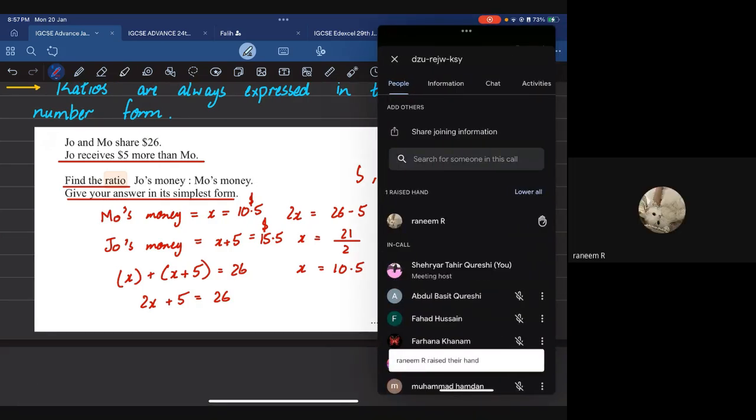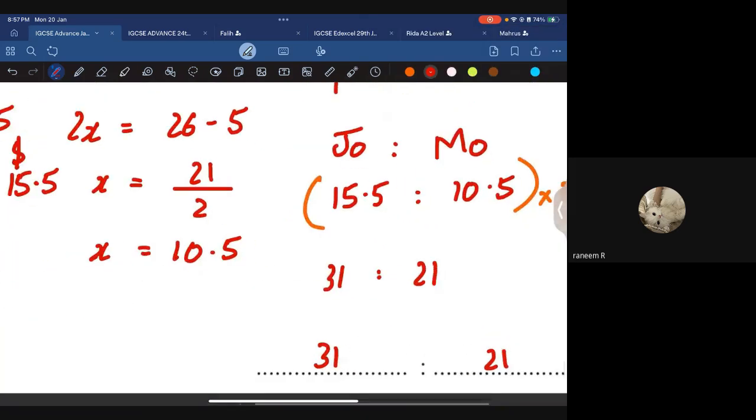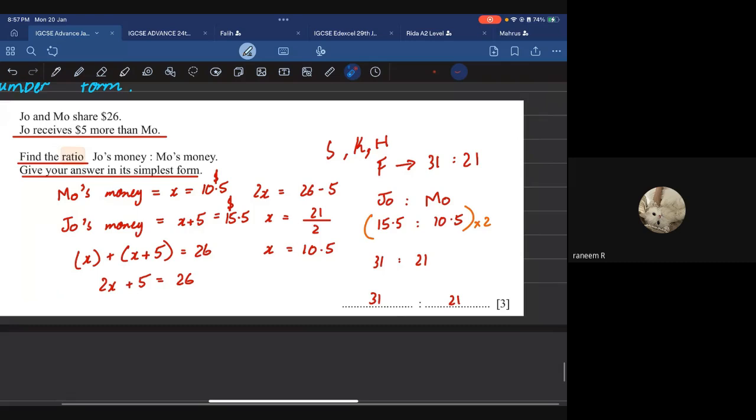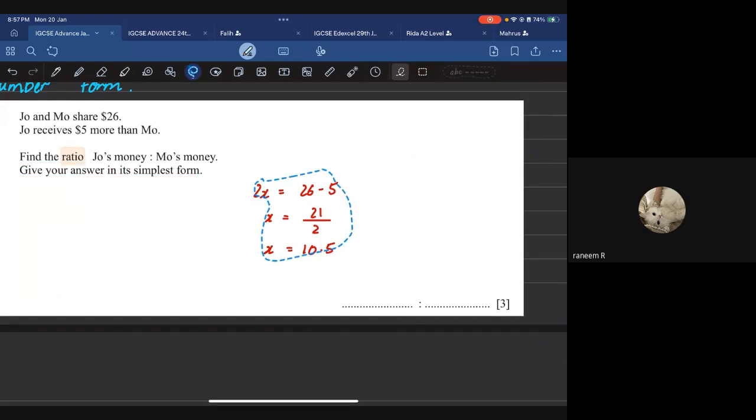Yes, Rani. Sir, why are we multiplying it by 2? Rani, how will I remove the decimal? I need to remove the decimal, Rani. You can multiply it with 10. It will give you 155 ratio 105. Then you will have to simplify it again and again. So isn't it easier to just multiply it with the least common multiple in order to get an answer? Because this cannot be further simplified. All right, Rani. Any issues with this, Rani? Anything that you don't get?